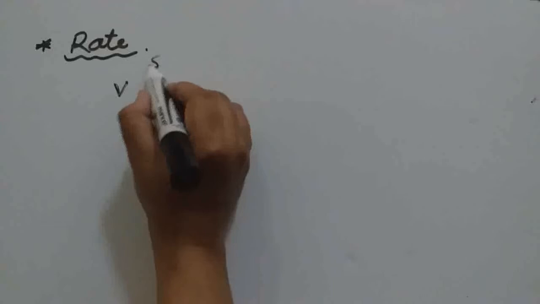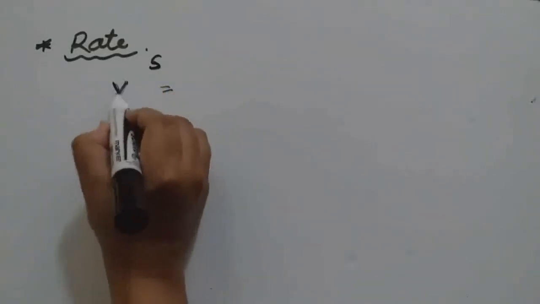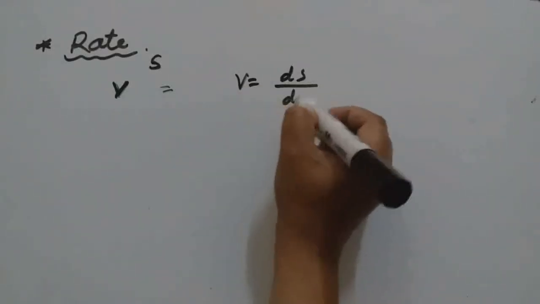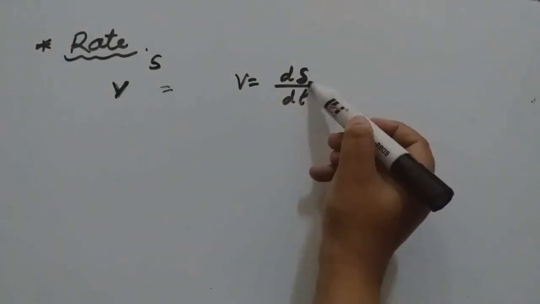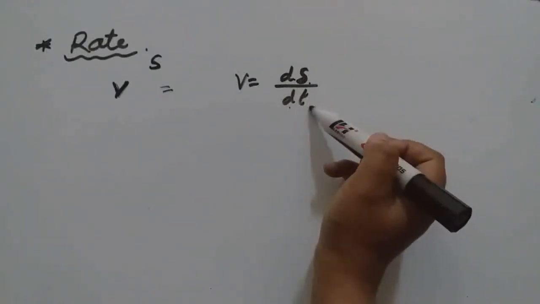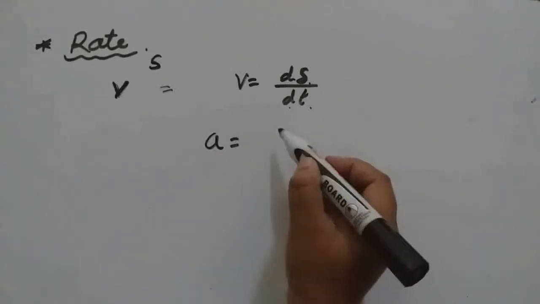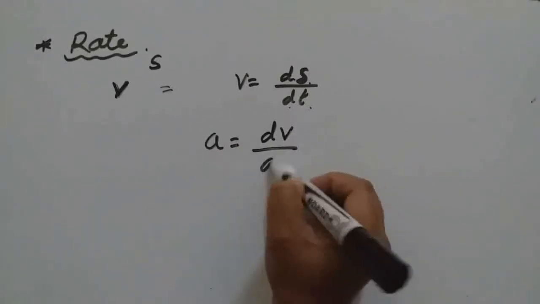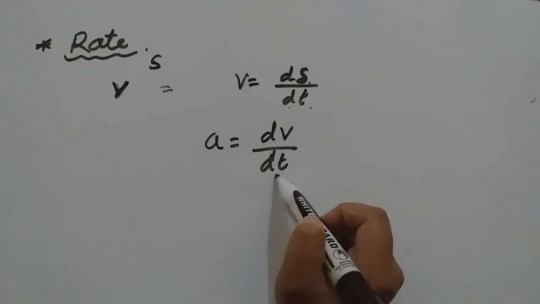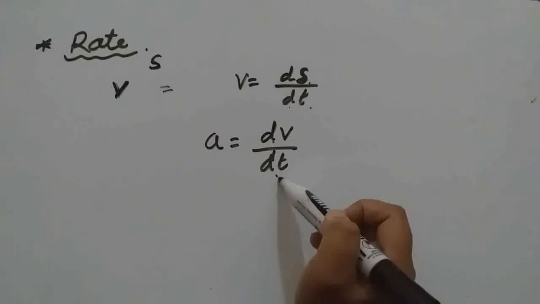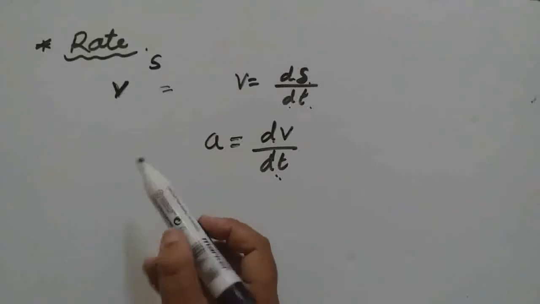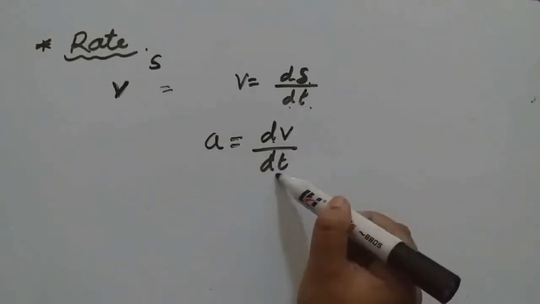So if displacement is denoted by s and velocity is denoted by v, what can we write? v as ds by dt, the rate of change of displacement. So what is a rate? It is nothing but the derivative with respect to time, isn't it? And acceleration is the rate of change of velocity, that is dv by dt. This we learned in physics, isn't it? So d by dt is the derivative with respect to t.